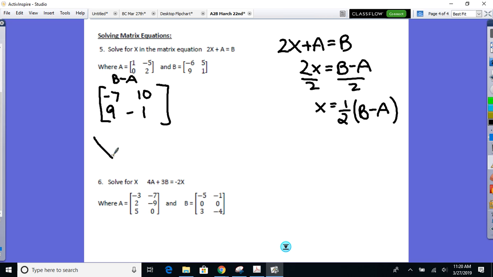Yep. So here we go. Here's matrix X. Go ahead and multiply everything by 1/2. -3.5. You can leave it as -7/2 if you prefer. Down here, -4.5. This is an easy one here. 10 times 1/2.